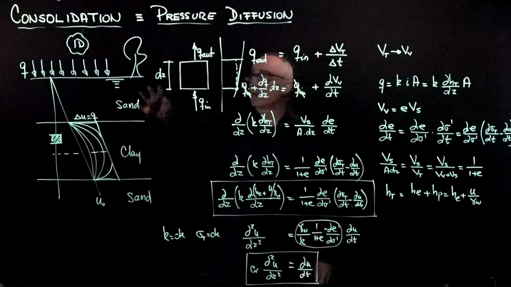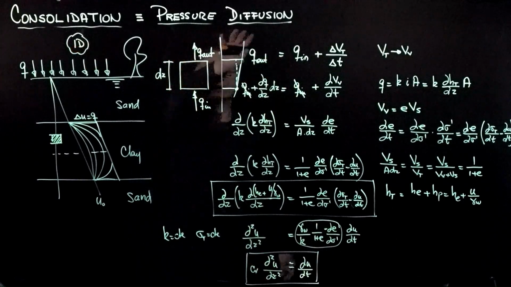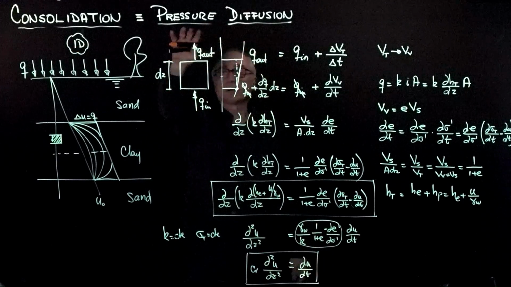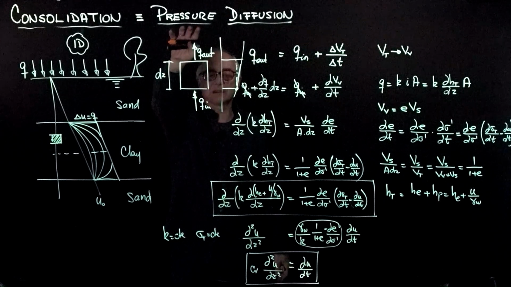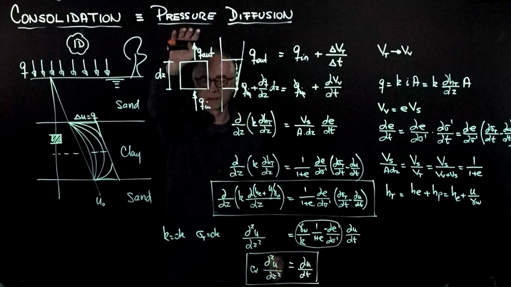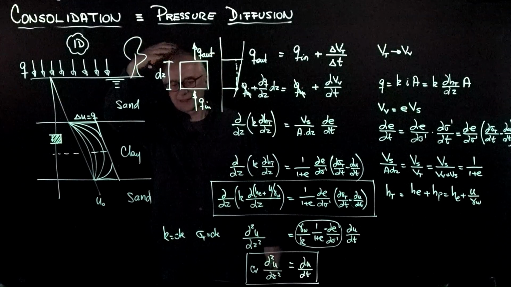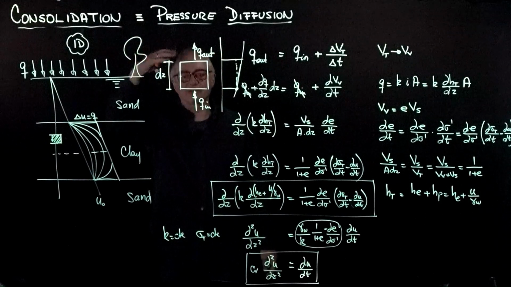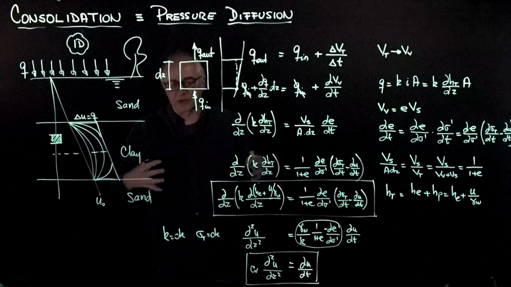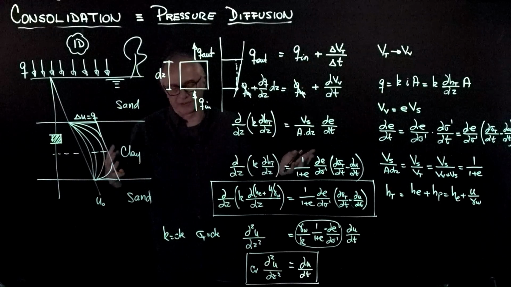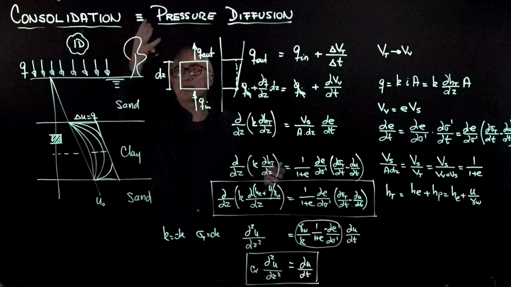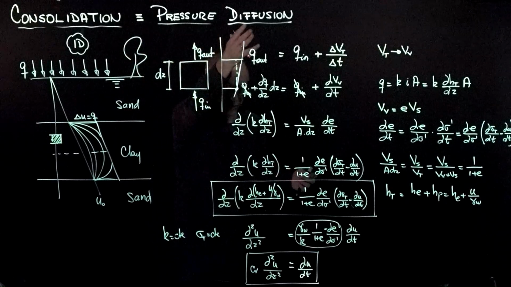So we can call consolidation a typical diffusion problem where the variable that is diffusing is the pore fluid pressure. This is really quite an interesting way of looking at it, because it puts us in a mathematical framework as well as in a physical framework. Consolidation is pressure diffusion.